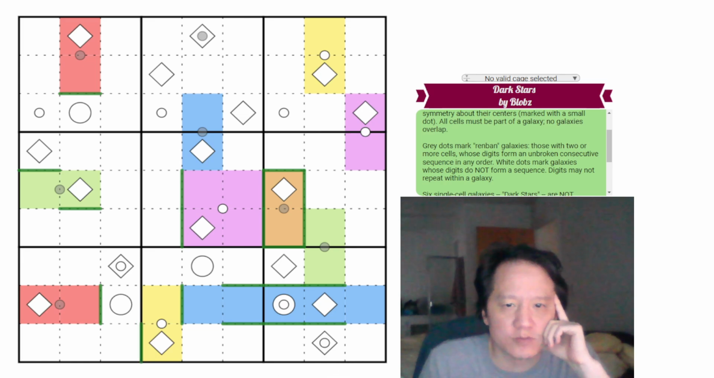Maybe I should make these red. I'm going to make these red so that it's clearer. Green's a little hard to see. And red's not that great either, but red's slightly better.